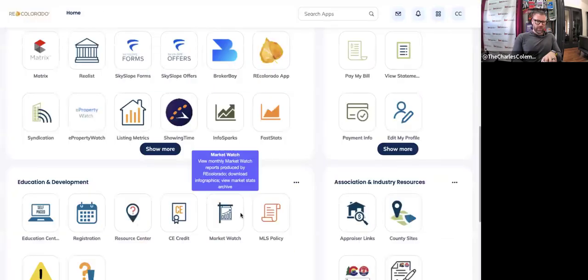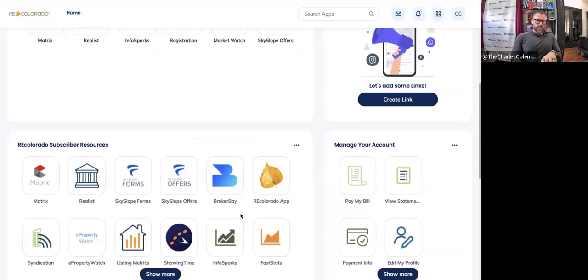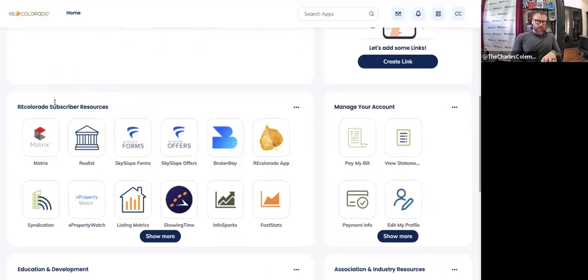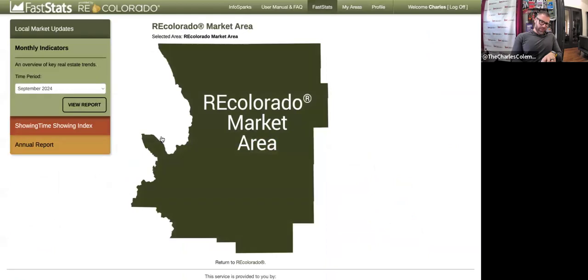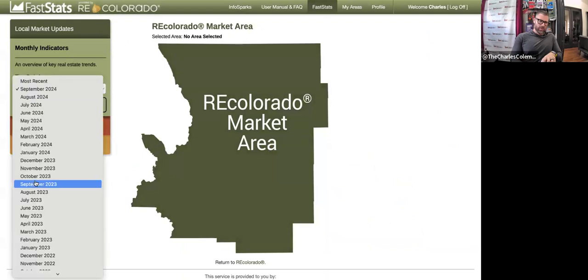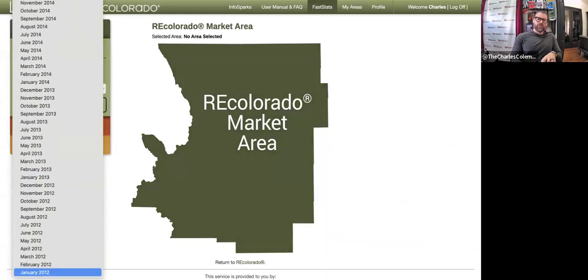And guys, this all just lives right in here, right? When you're in the subscriber resources, you have InfoSparks, which is if you want to get very, very granular and look at your zip code versus, you know, a full year, 3 years, 5 years time, you can pull all that data. Or your Fast Stats, where it's just pulling cities by month. And we can go all the way back to 2012.